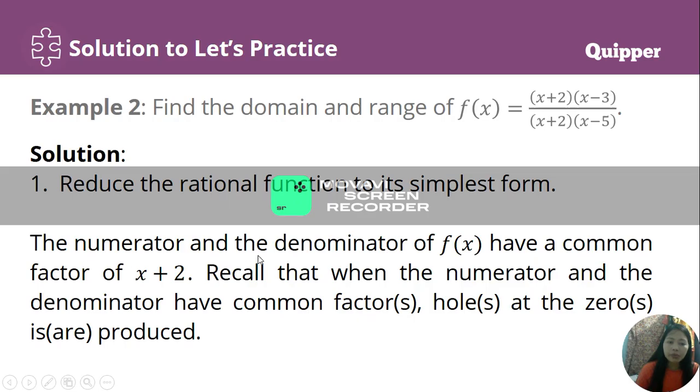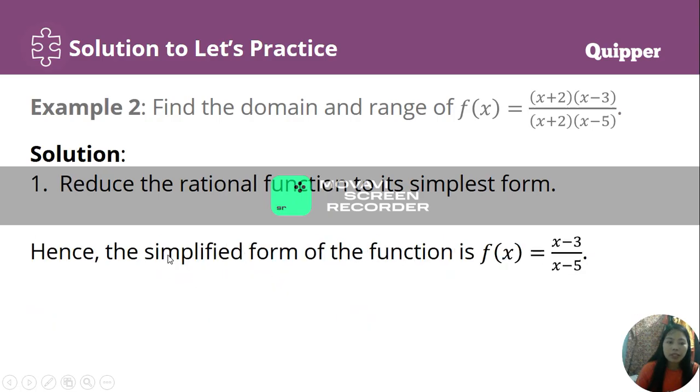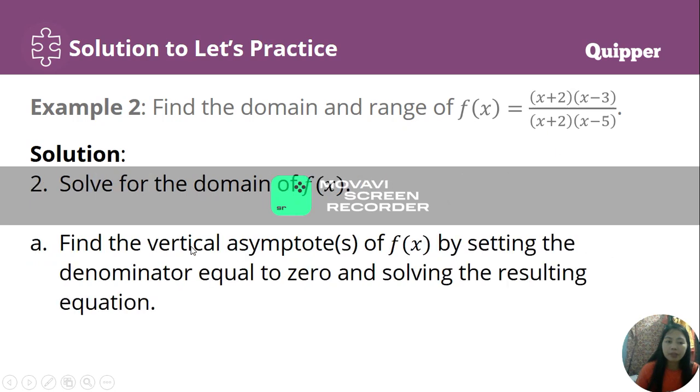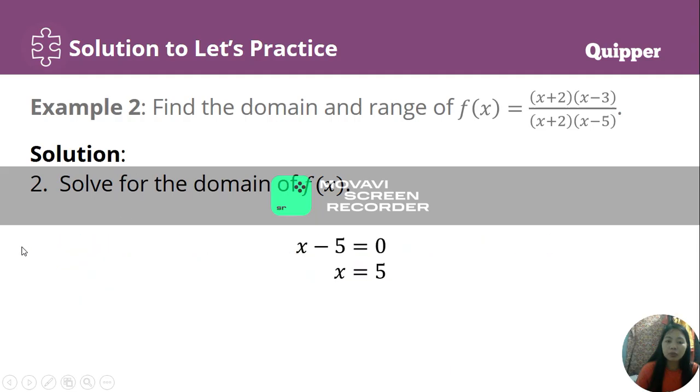So the numerator and the denominator have a common factor. Recall that when the numerator and denominator have common factors, holes at the zeros are produced. Hence, this is the simplified form since these two are cancelled. Then, find the vertical asymptotes. In finding the vertical asymptotes, we will not be using the x minus 5 only, we will use the x minus 3 over x minus 5 later for the horizontal asymptote.